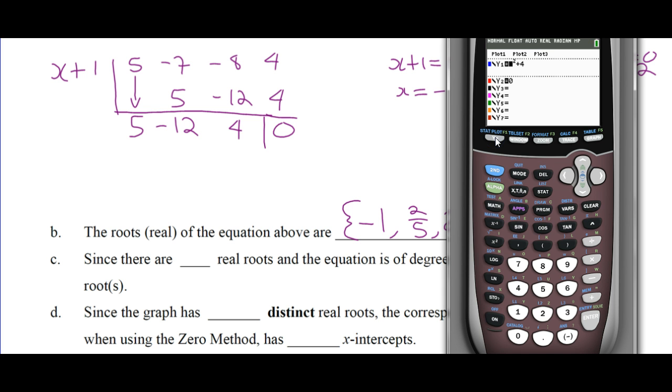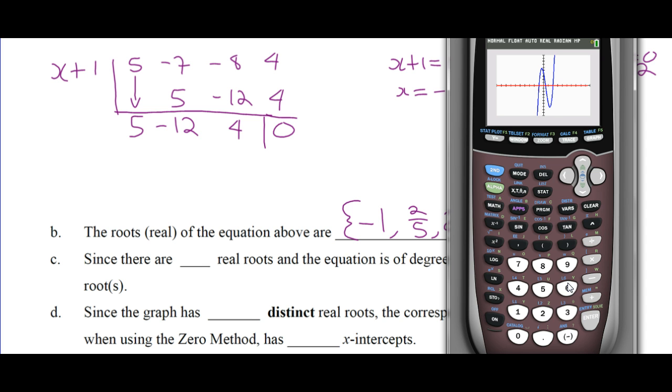Y equals, what was the original? 5x cubed minus 7x squared minus 8x plus 4. I'm going to go zoom standard just to return to a standard window. And I want to see negative 1, I want to see something that's not quite at a half, and I want to see a 2. Okay, good enough, right?